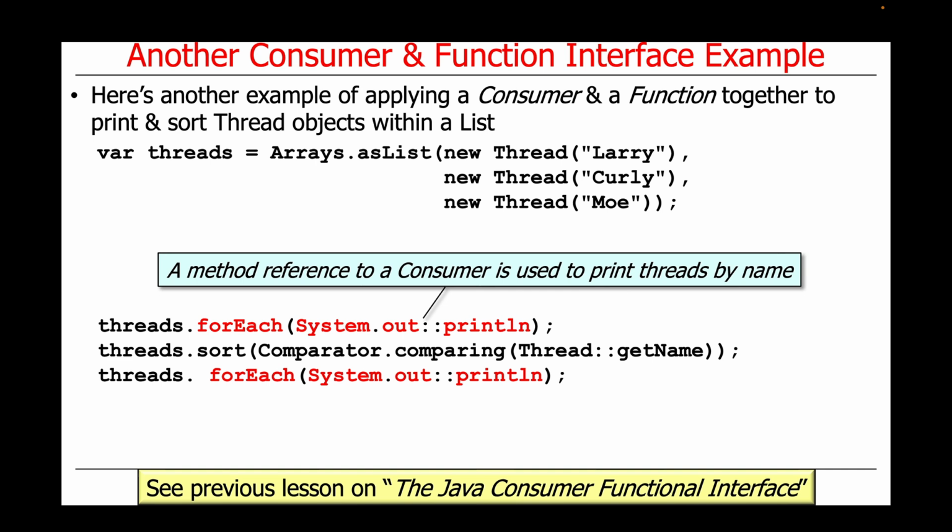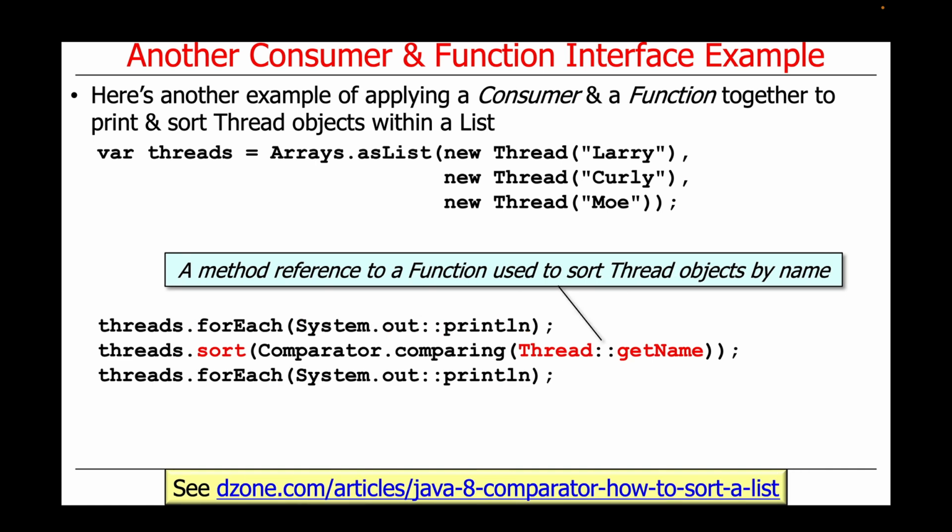The first thing we're going to do is use a method reference to a consumer to print the thread objects by their name. In particular, as you can see here, we're going to use the forEach method that's defined on the list interface, which ultimately comes from Iterable, as we saw in the previous lesson on the Java consumer functional interface. And we're going to pass to it the System.out::println method reference, which will then, of course, cause forEach to print the contents of that list to the standard output.